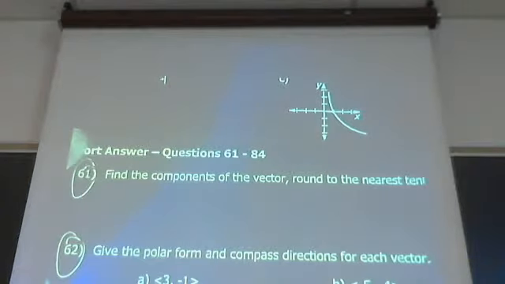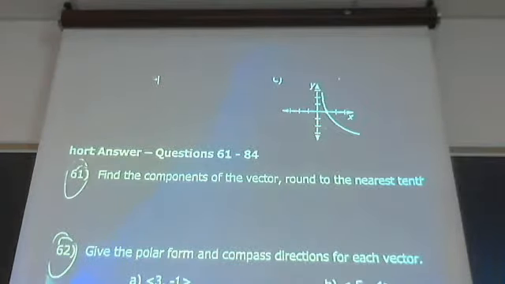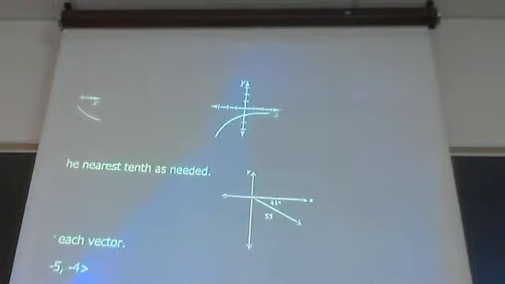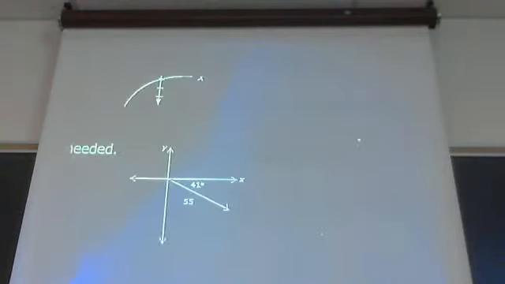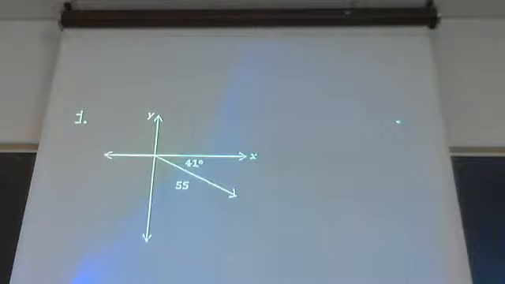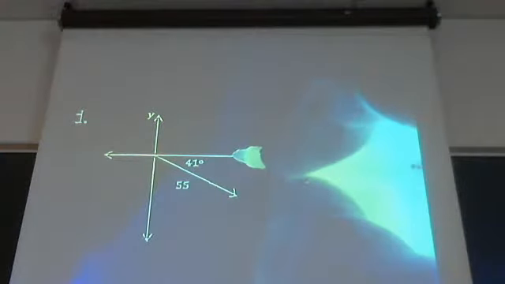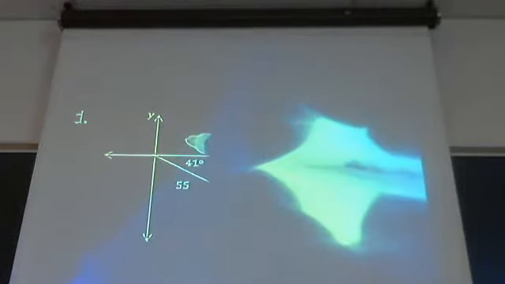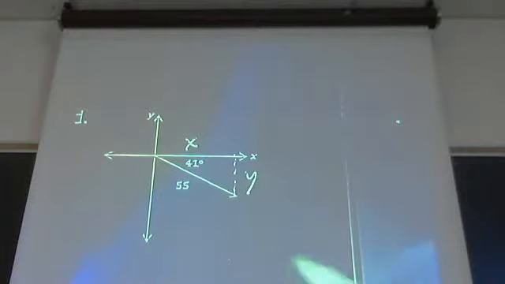Okay, so 61. Find the components of the vector rounded to the nearest tenth. Okay, so here's the picture. Components. So we're really looking for the x value and the y value. So obviously x is going to be positive and y is going to be negative.